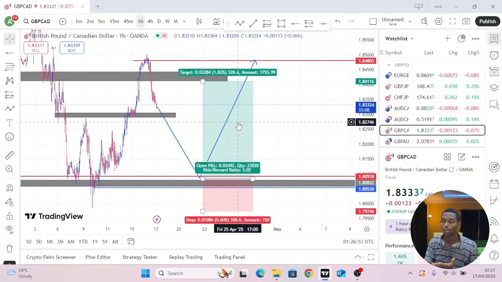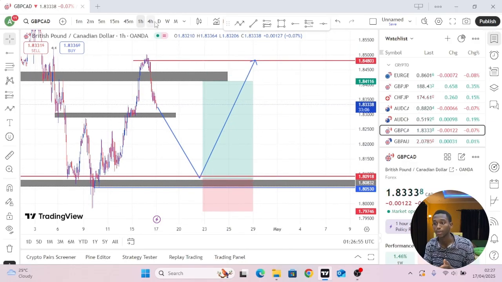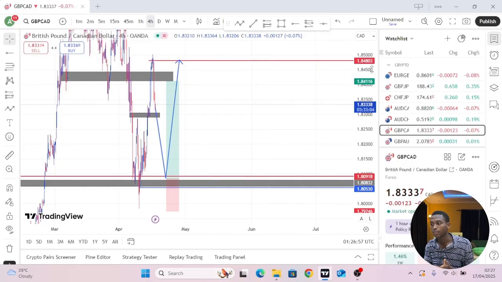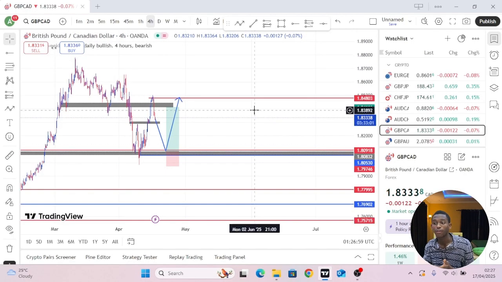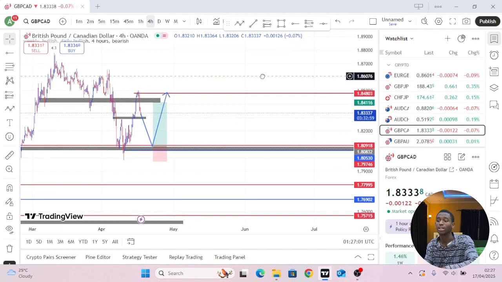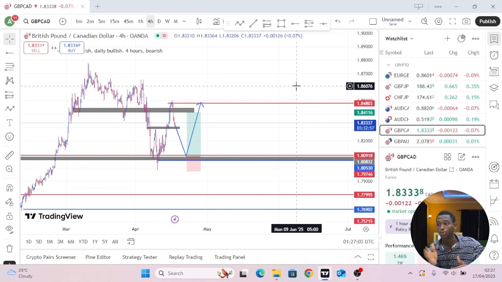I think this is the proper trade we should be expecting in GBP card, but this is a 4 hours trade. This is 4 hours time frame trade. So I think this should be what we should be expecting in GBP card. GBP card, we're going to be expecting buys.